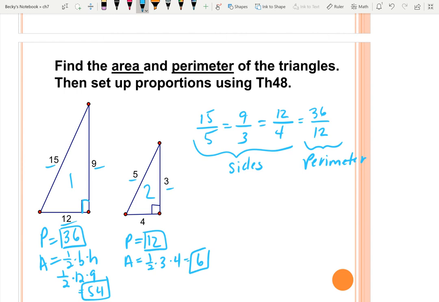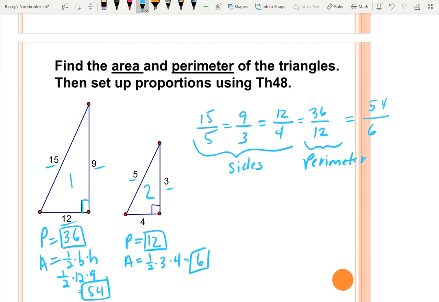Great. Now, here's where it gets tricky. The area is 54 over 6, right? Now, 54 over 6 is 9, which is not the same thing.